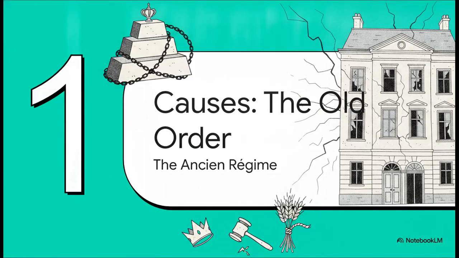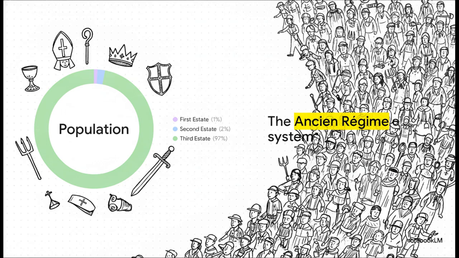All right, part 1, causes. The old order, which you'll often hear called the Ancien Régime. To really get why this happened, you have to look at the math behind French society at the time, because it was staggeringly unbalanced. The population was divided into these 3 distinct groups they called estates. So the first estate was the clergy, right, the church, making up less than 1% of the population. The second estate was the nobility, the lords, making up just 2%.